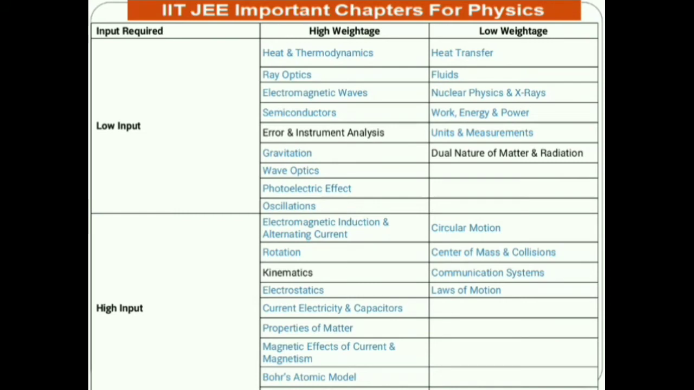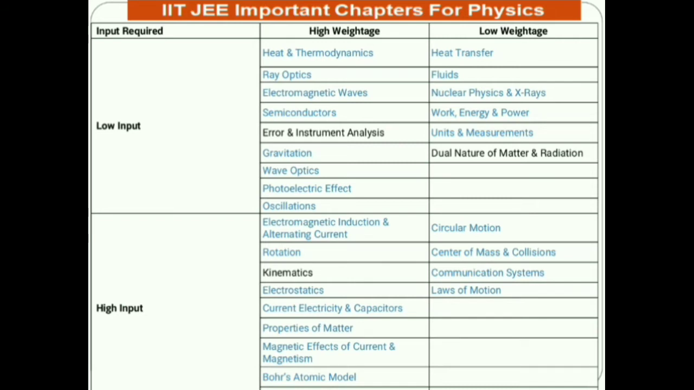Talking about the IIT JEE important chapters for physics, we have divided into high weightage and low weightage. There are 2 columns. The first is in which you give low input but you will get high output. Low input but low output. In the second row, you can say high input, you will get high output, and low weightage. So it's all up to you how you consider. I suggest first go with the low input and high weightage.